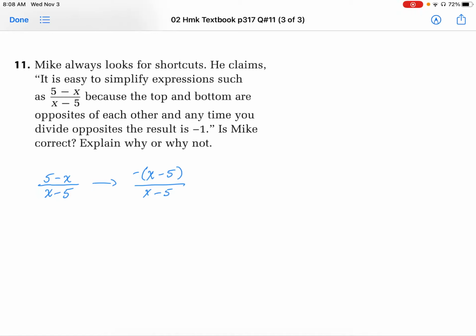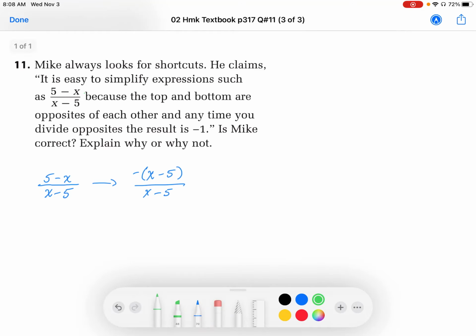So question number 11 says, Mike always looks for shortcuts. He claims it's easy to simplify expressions such as 5 minus x over x minus 5 because the top and bottoms are opposites of each other, and at any time you can divide opposites, the result is always negative 1. Is Mike correct? Explain why or why not.